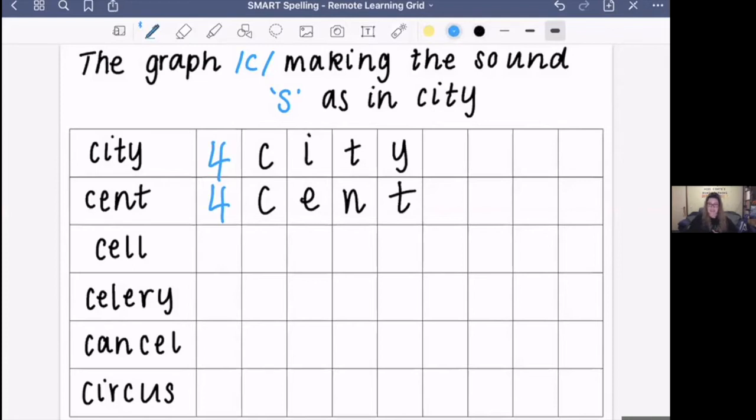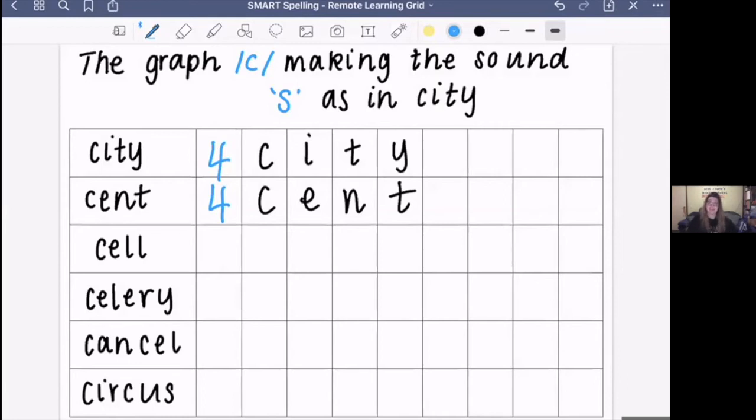Now, a cell is the tiny parts or pieces that make up living things. For example, our blood is made up of red and white blood cells. Our skin is made up of skin cells. Our lungs have different kinds of lung cells in them. So they're the parts that make up living things.